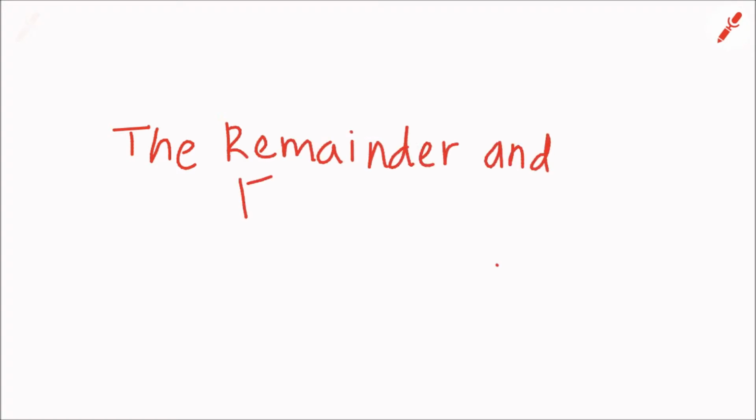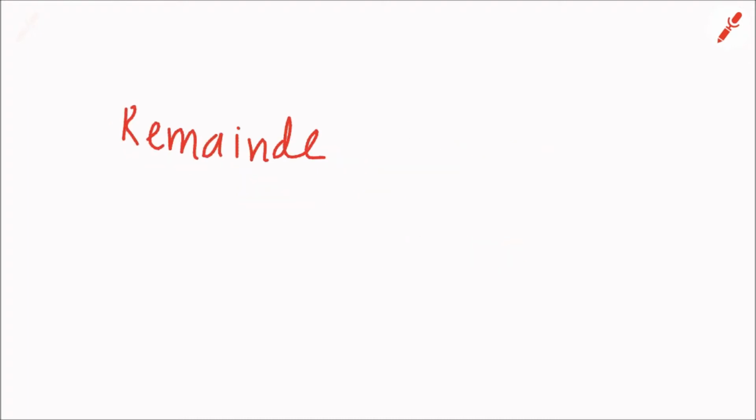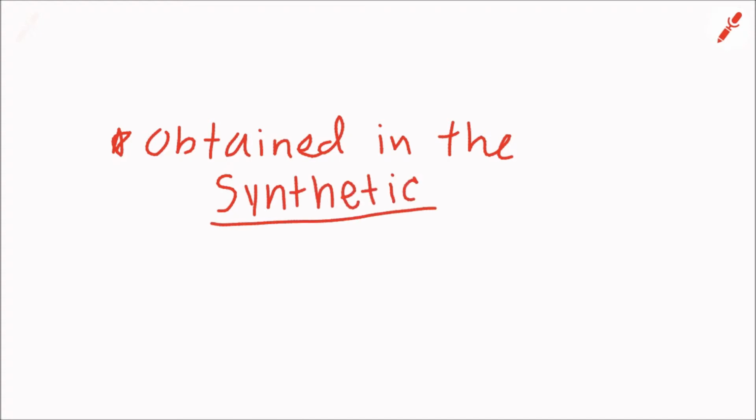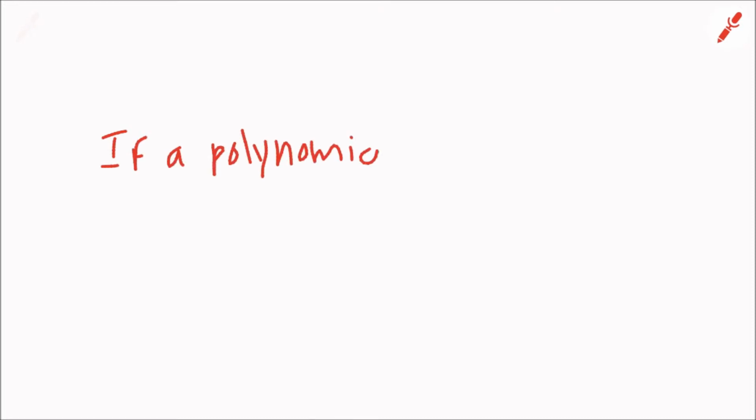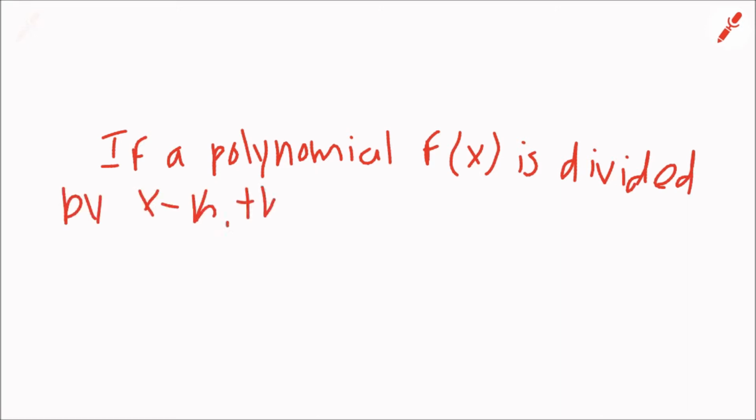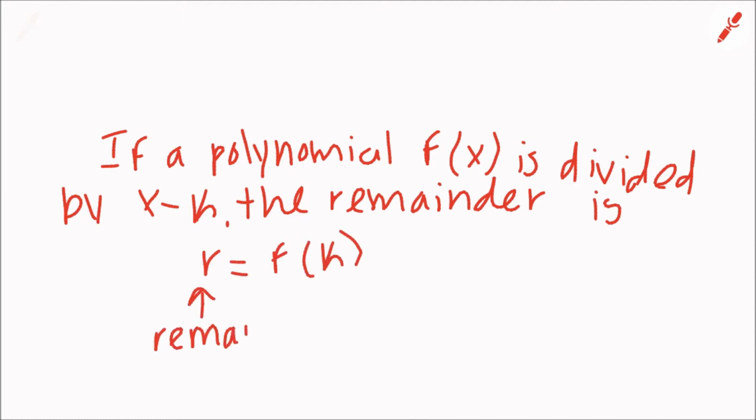The remainder and factor theorems. The remainder theorem. The remainder theorem is obtained when we do the synthetic division process. The remainder theorem states that if a polynomial f(x) is divided by x minus k, the remainder is r equals f(k), where r is the remainder and k is just a number.